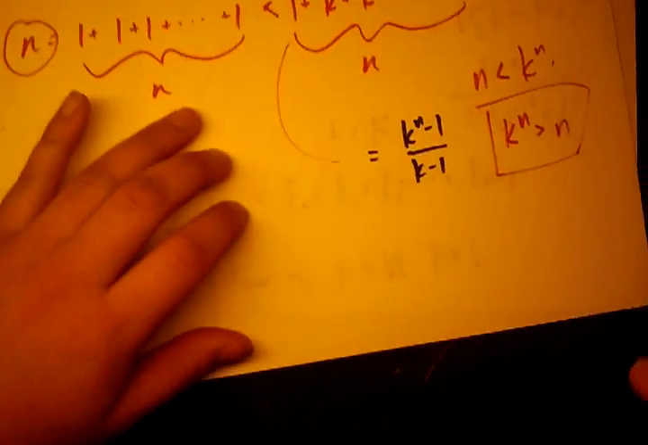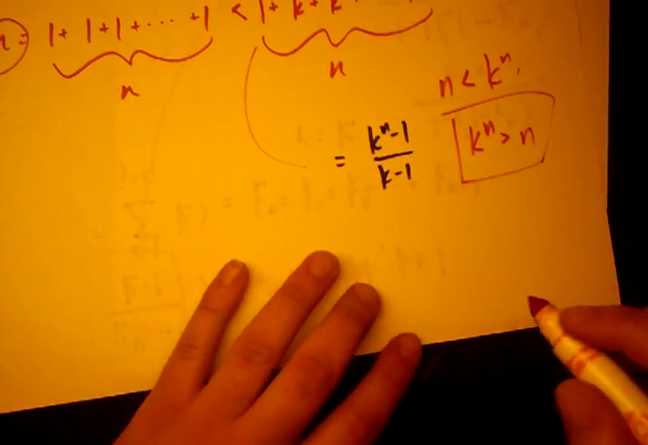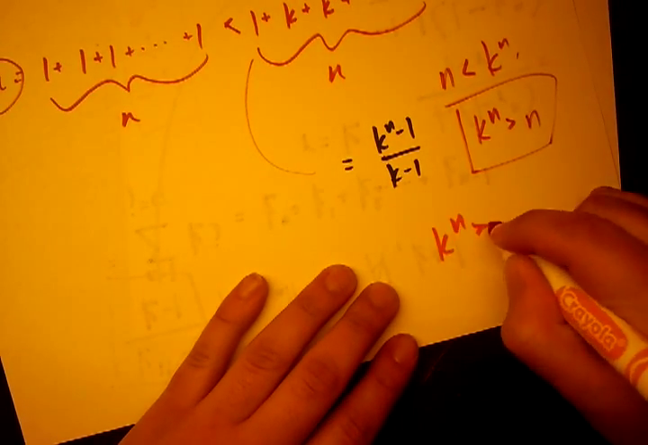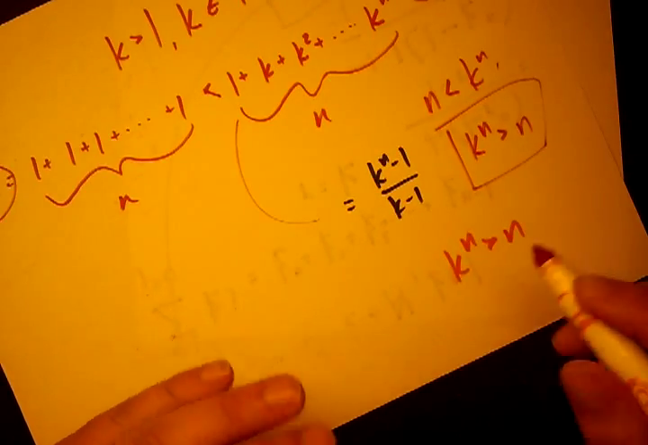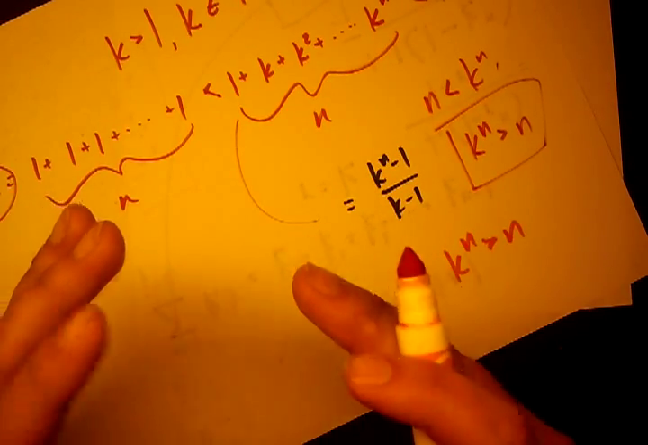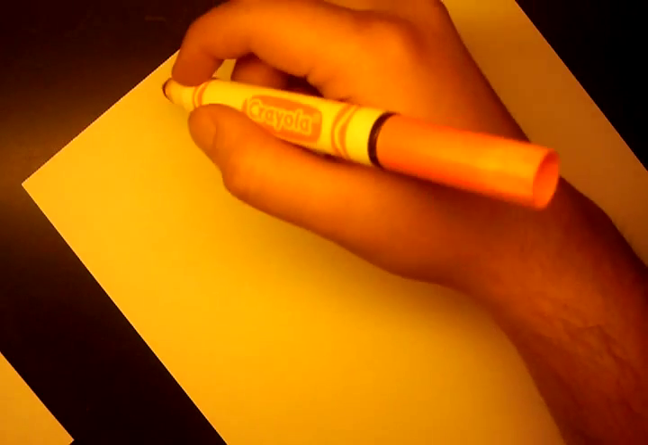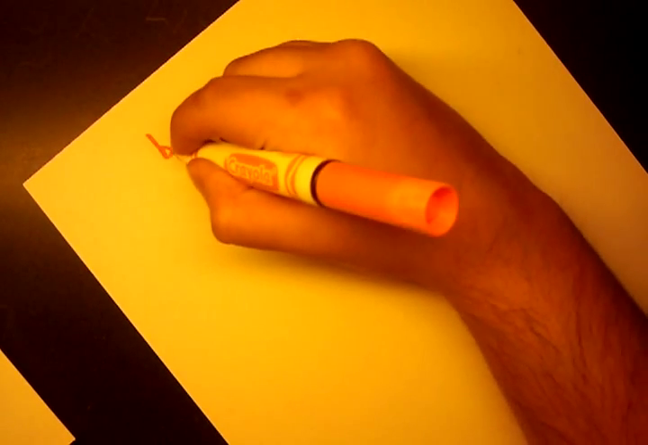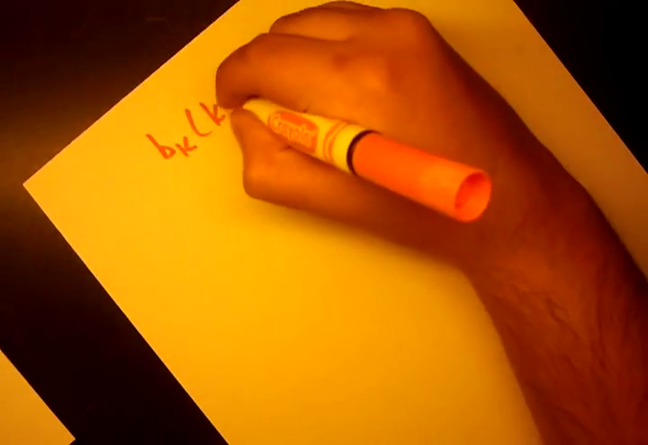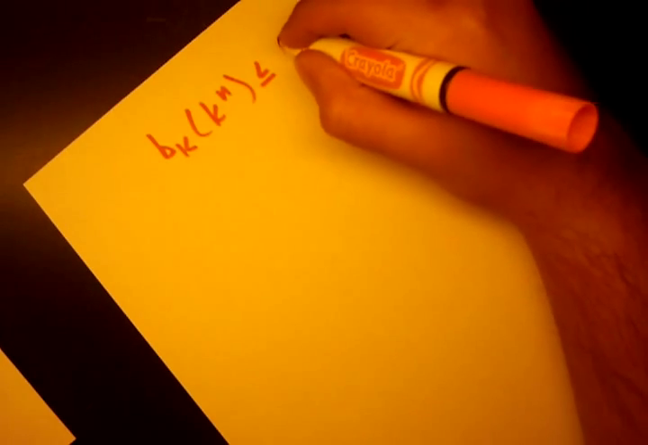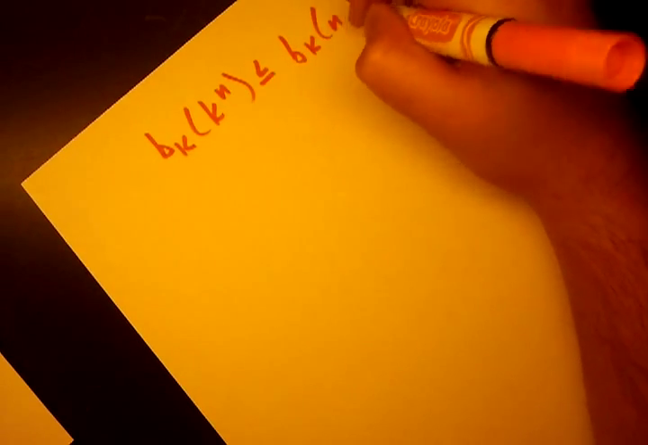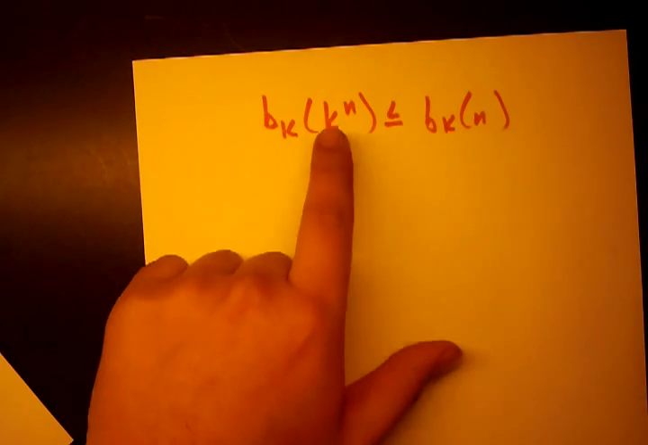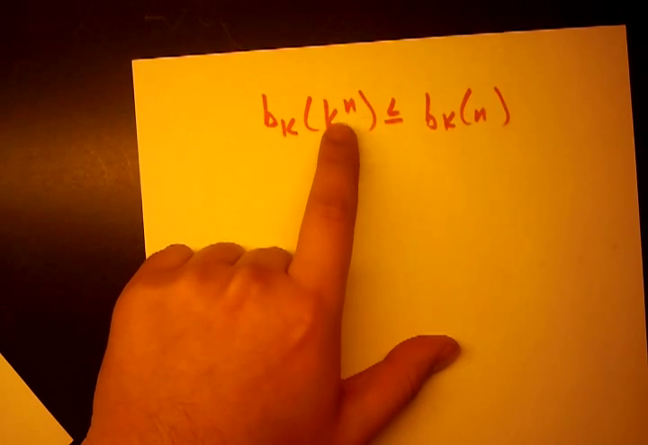And now, let's visit that theorem that I promised we'd use. This one right here, k to the n is greater than n. So we know that k to the n is greater than n, and we know that greater numbers have less than or equal to representations. So we can establish that b sub k of k to the n is less than or equal to b sub k of n. But k to the n has at least one representation, at least one.